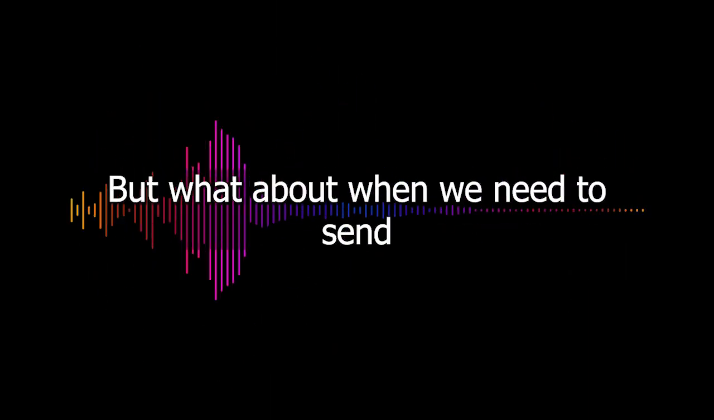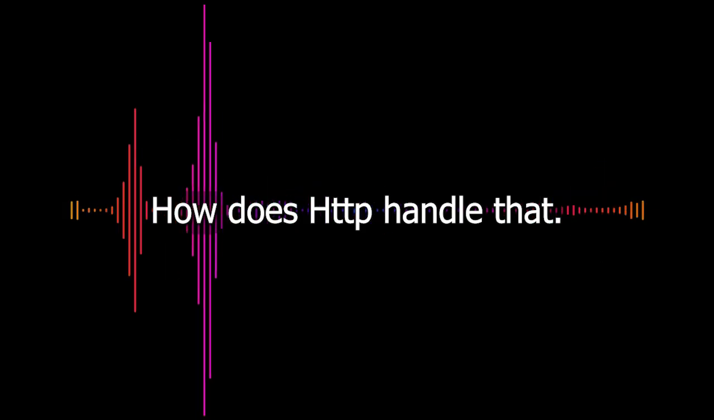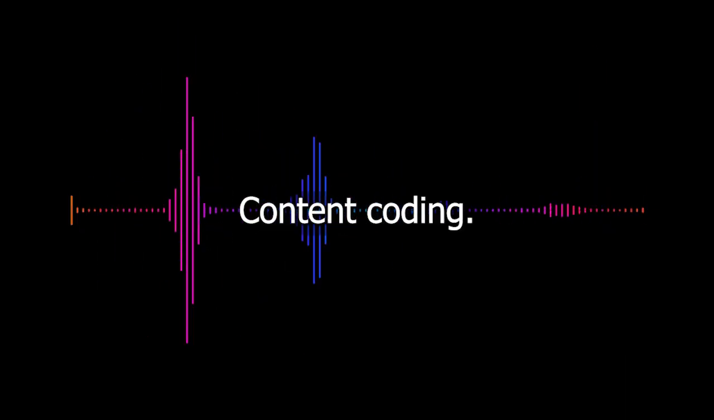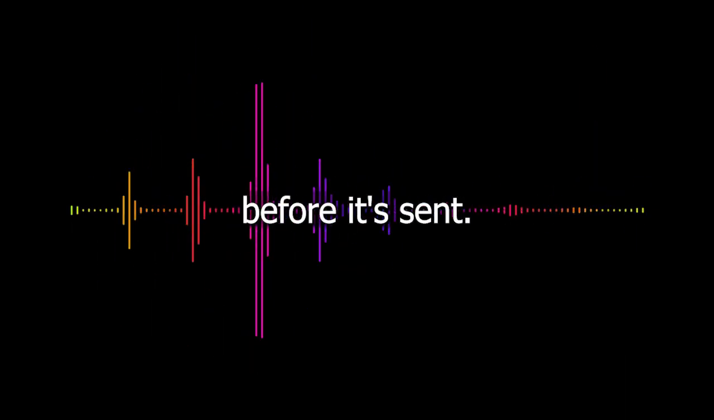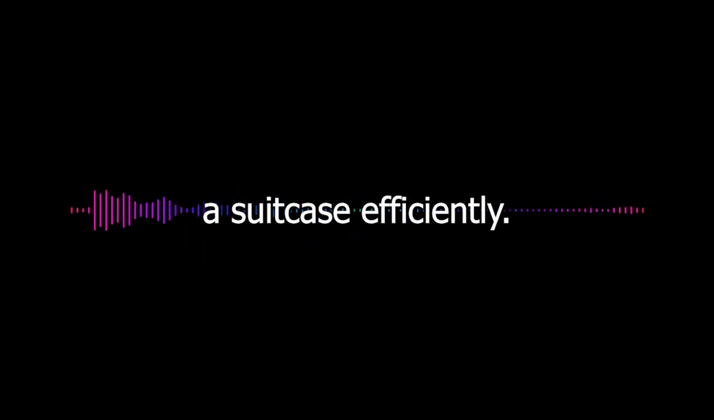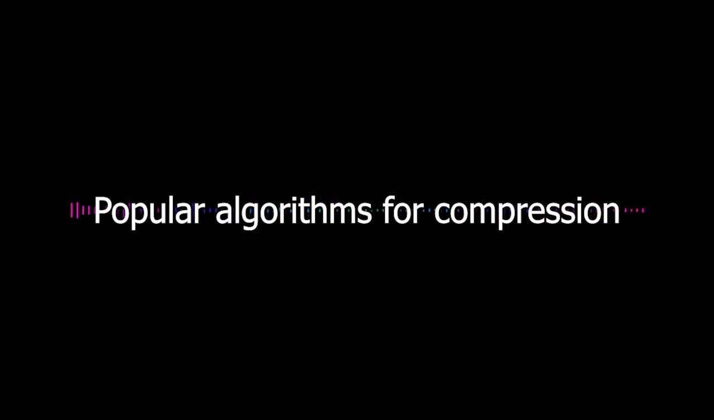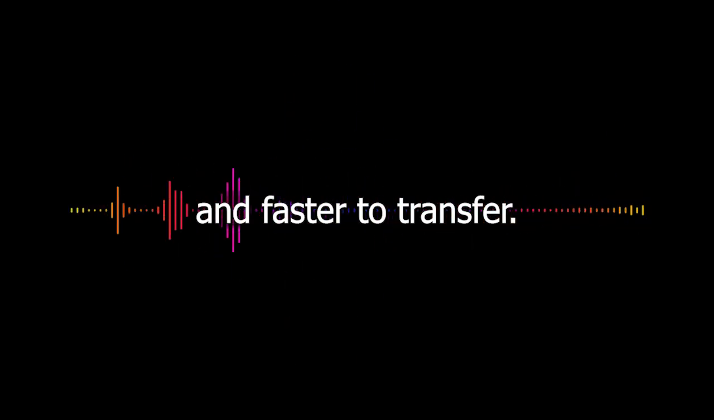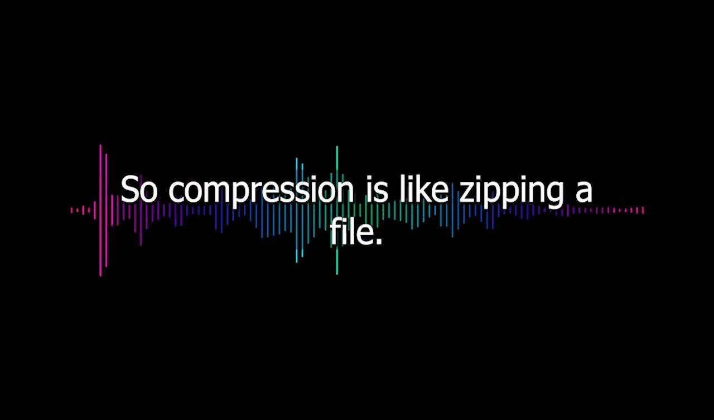Okay, MIME types. Got it. But what about when we need to send really big files, like high-res images or videos? How does HTTP handle that? Content coding. It lets you change the data before it's sent, usually to compress it or encrypt it. It's like packing a suitcase efficiently. Exactly. You can squeeze more in, or you can add a lock for security. Right. Popular algorithms for compression are things like gzip and deflate. They make files smaller and faster to transfer. So compression is like zipping a file.